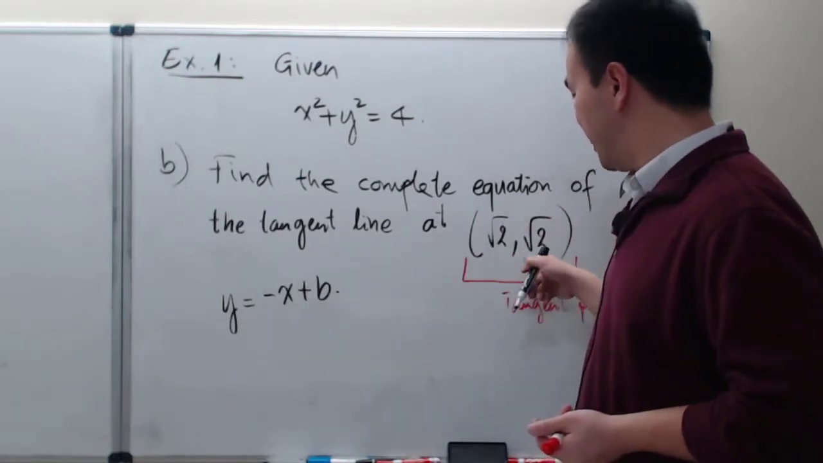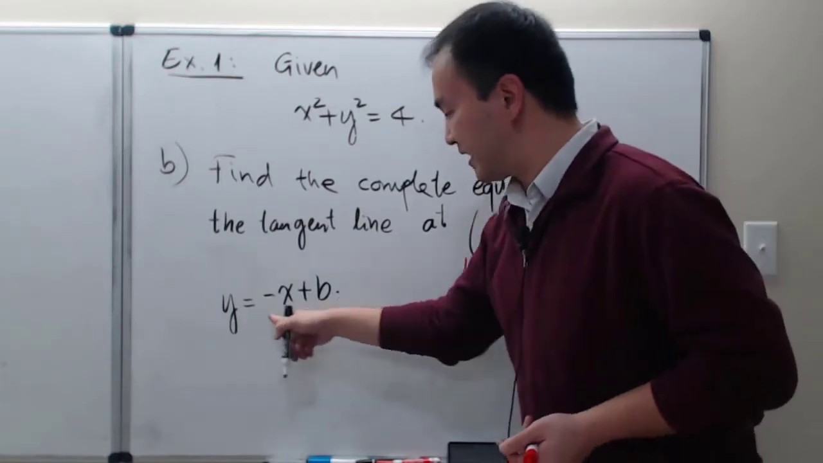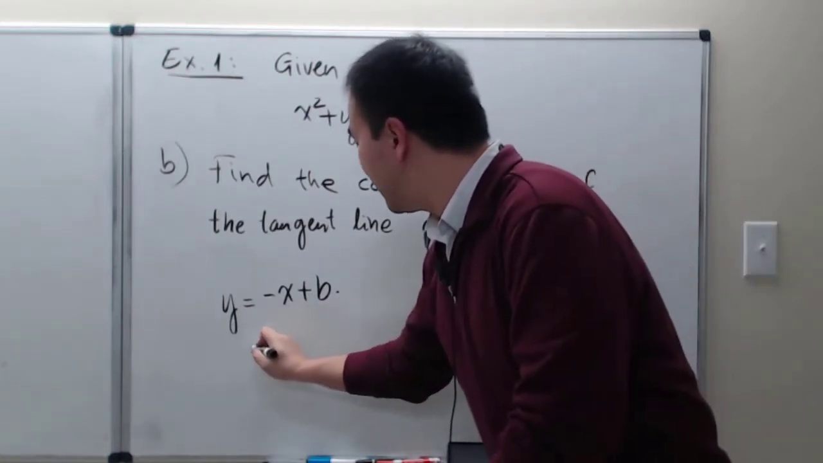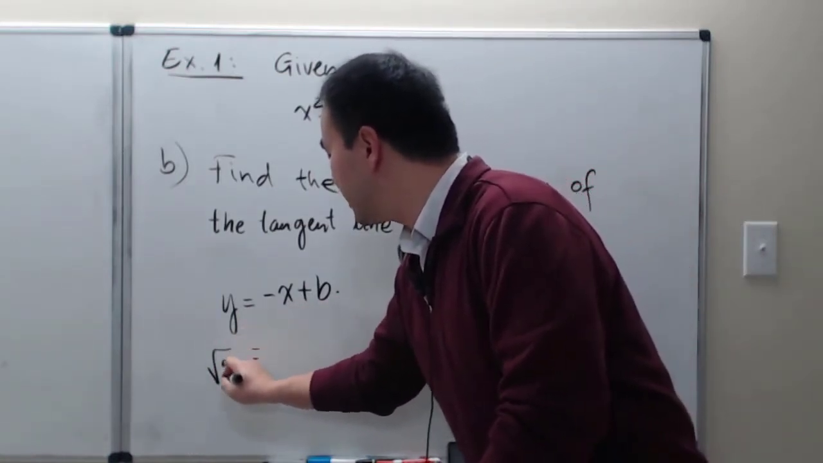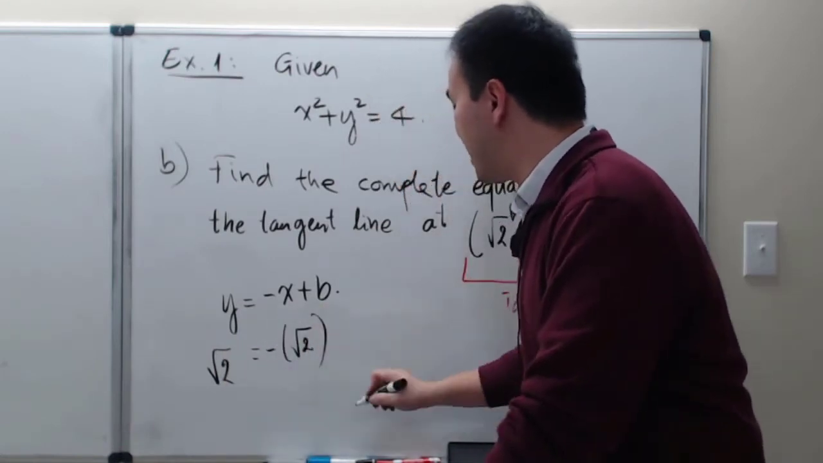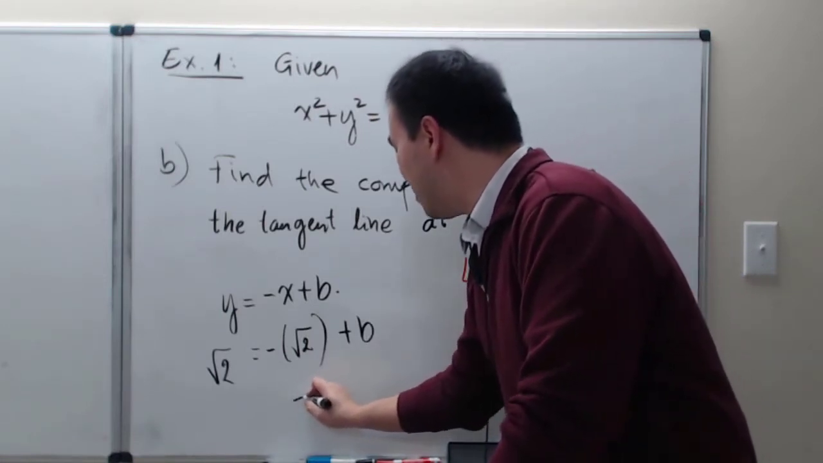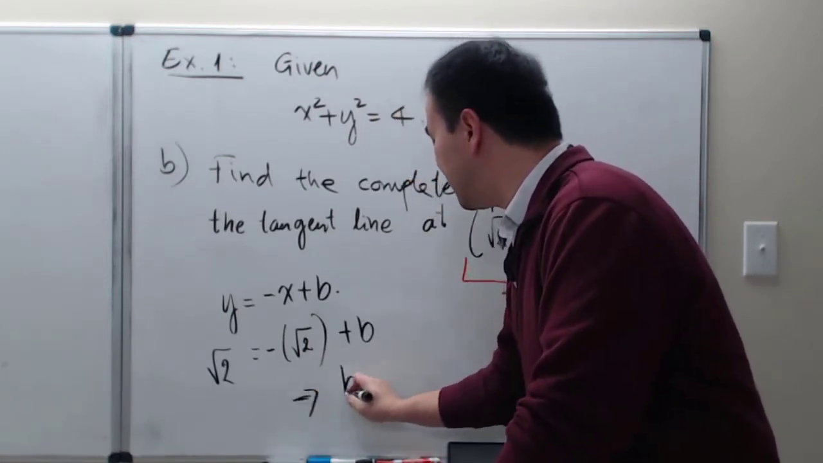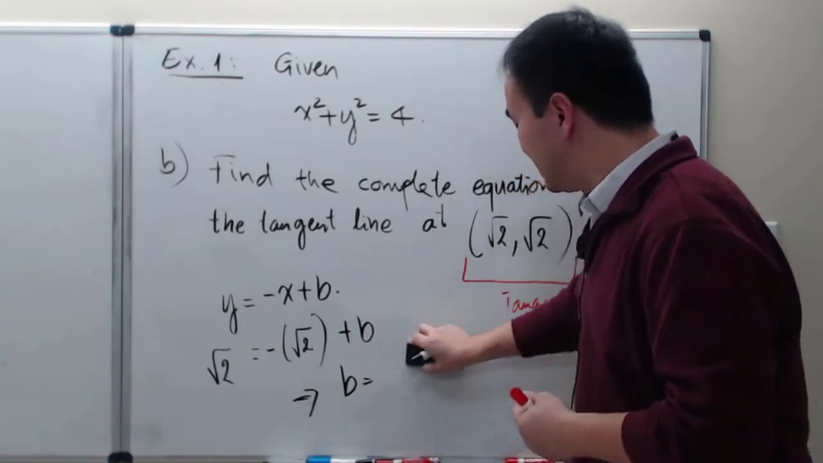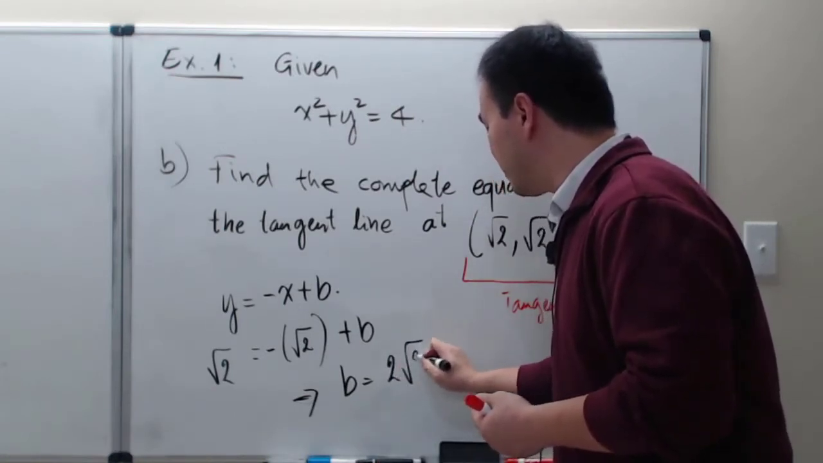So I would just go ahead and use the x value and substitute the y value, and I solve for my b value. So now I'm looking at square root 2 substituting in for y equals negative, and then square root 2 substituting in for x plus b. And so now our final b value, after solving for this, must be b equals 2 square root of 2.